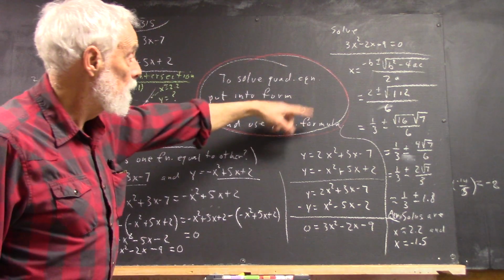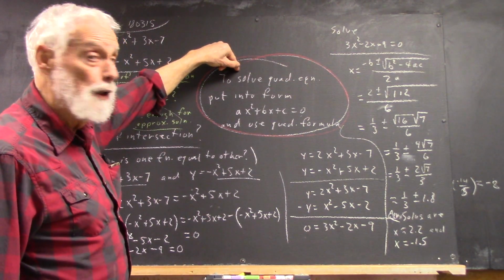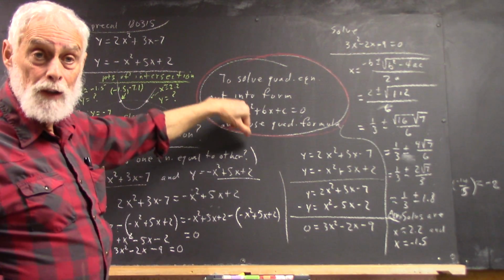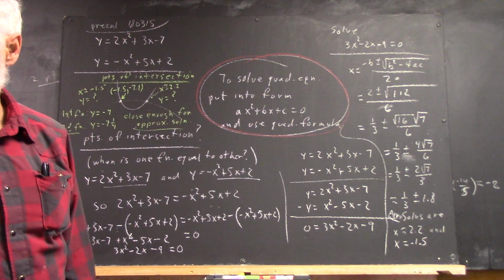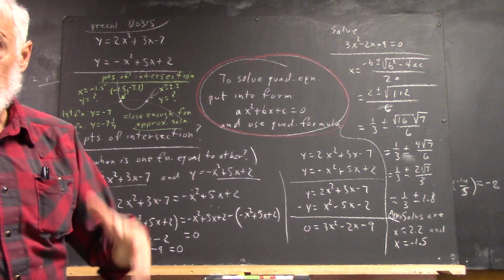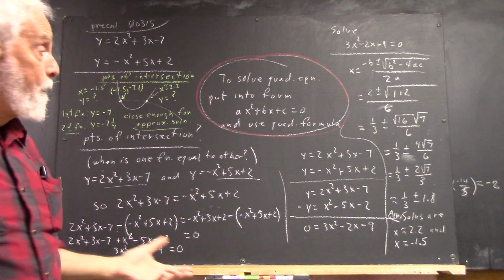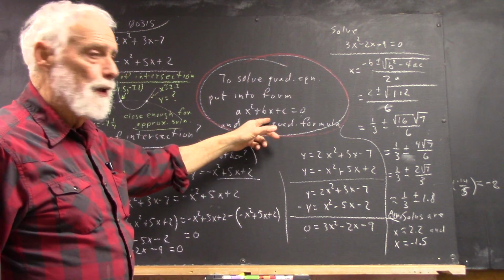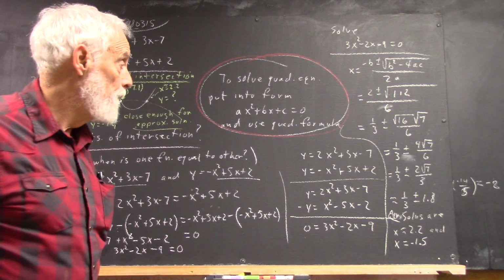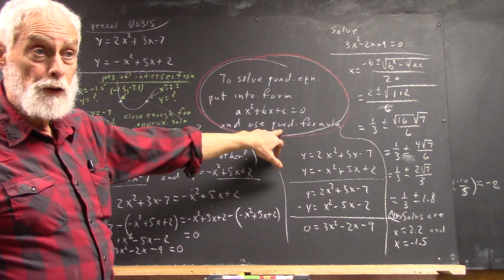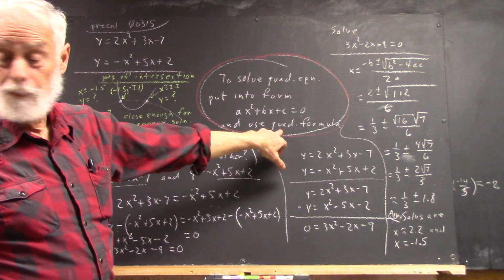So I put a big red circle around this. To solve a quadratic equation, put it into this form and use the quadratic formula. Now again, if you can factor it and solve by factoring, that's fine. Okay? If you don't have the bx in there, you can solve it. We've seen how to do that. But in general, if you don't have any other good way to do it, you use the quadratic formula.